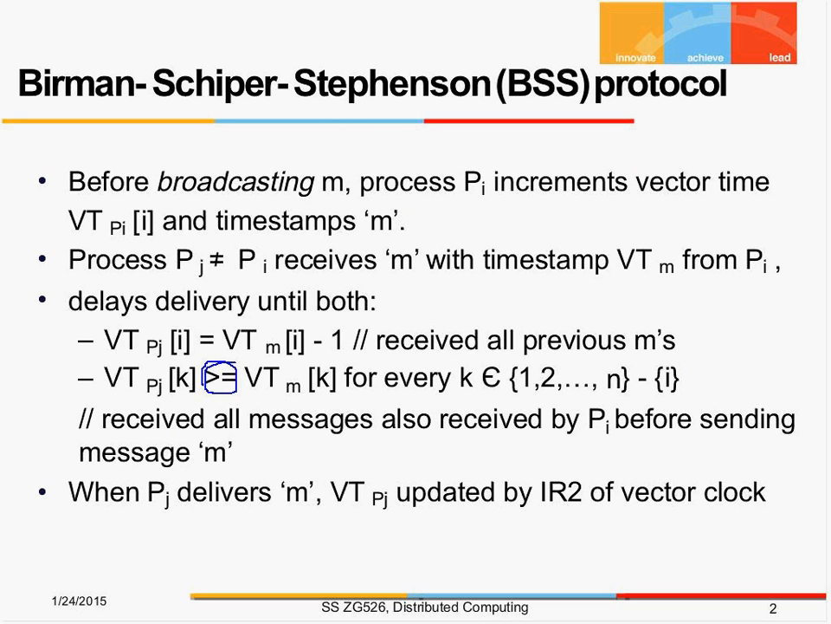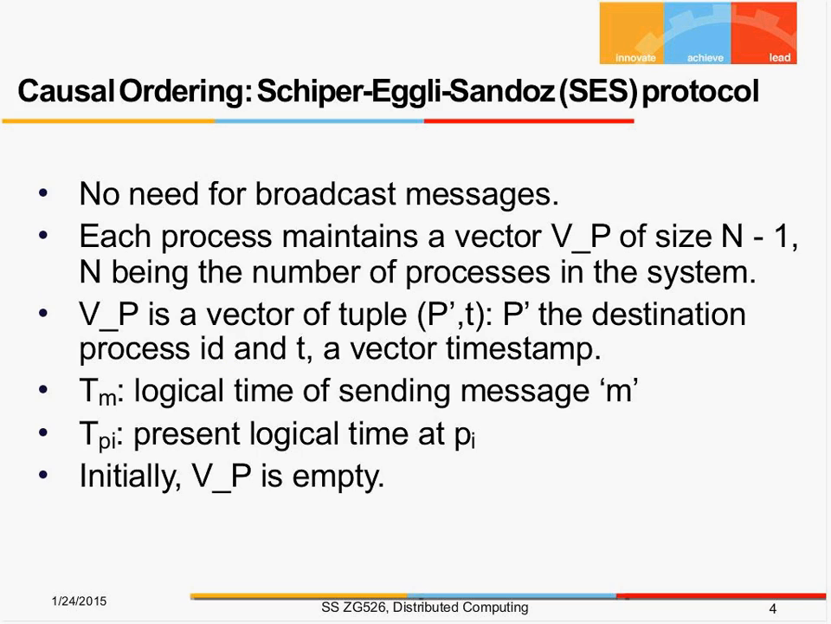Now with this we will solve a more complex problem. I'll take another example of BSS before we go to the next protocol. Mr. Somasekhar asks, don't we apply IR1 after computing the max in this case? No, we don't apply IR1. That's how the protocol is, because it is of no relevance when it comes to finding causal order violations.